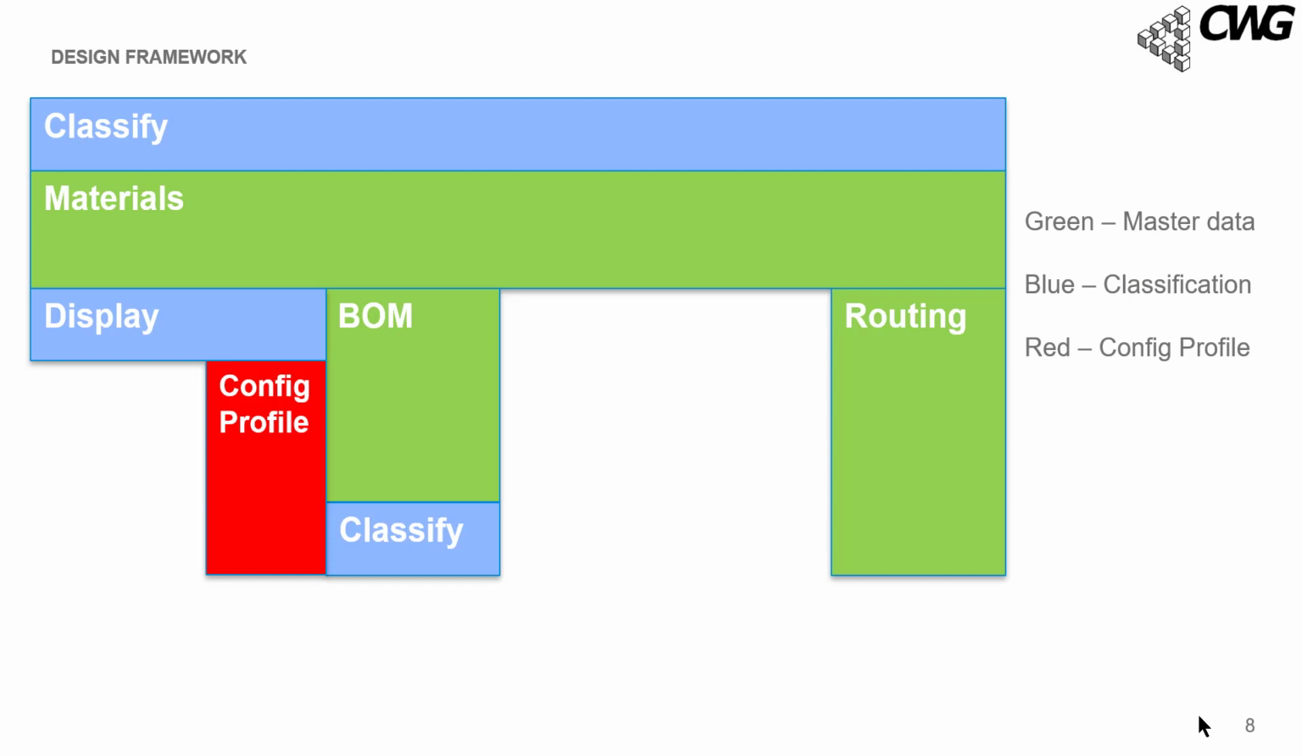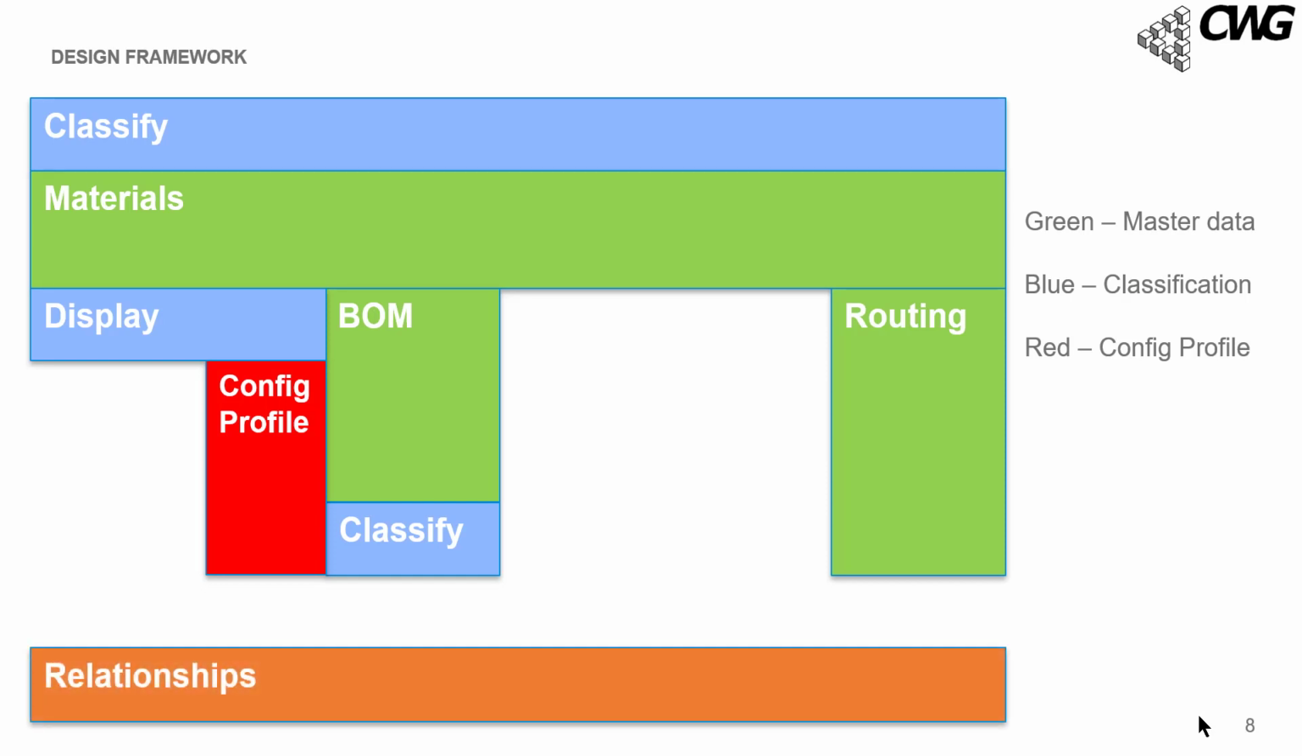At the heart of the model is the configuration profile. It determines how the model behaves, such as configure to order, engineer to order, and set processing. It controls the BOM explosion level and is a central container for the object dependencies.